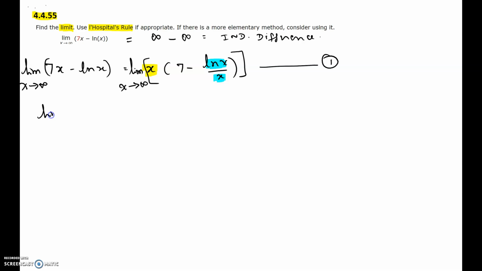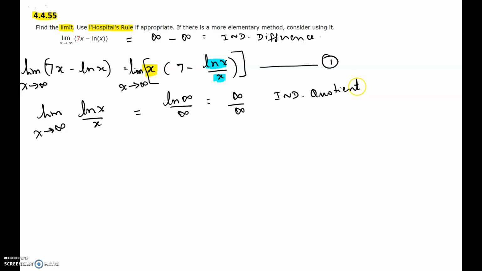So, the limit as x approaching infinity of ln x over x. If you apply the limit directly, it is ln infinity over infinity, which is again infinity over infinity, an indeterminate quantity, an indeterminate quotient in this case. Now we can very well apply L'Hopital's rule here.